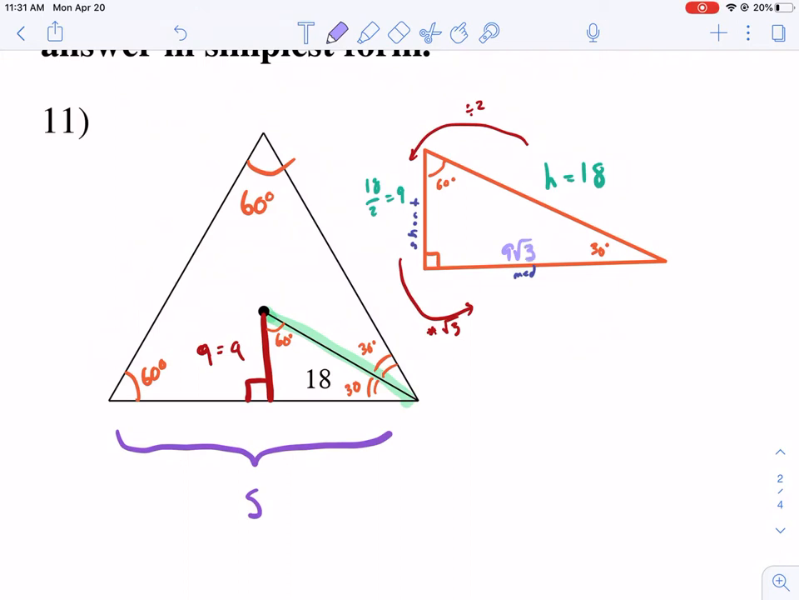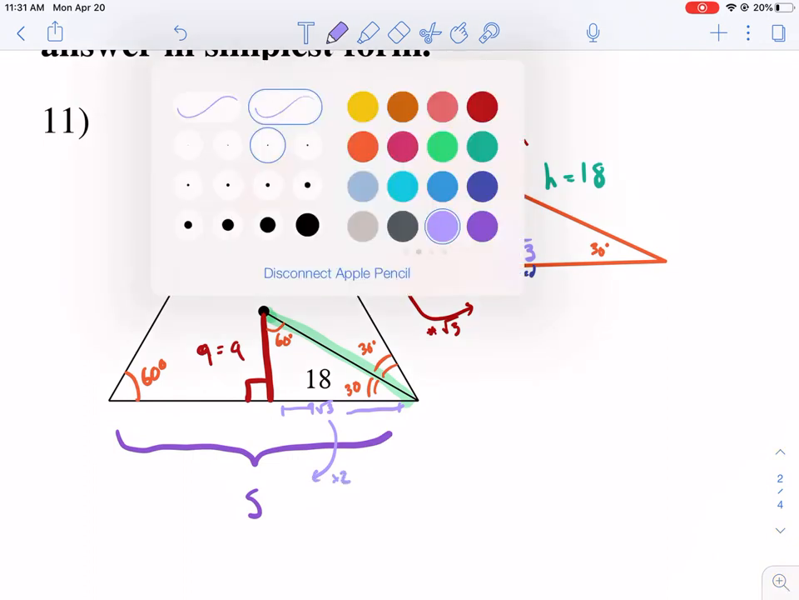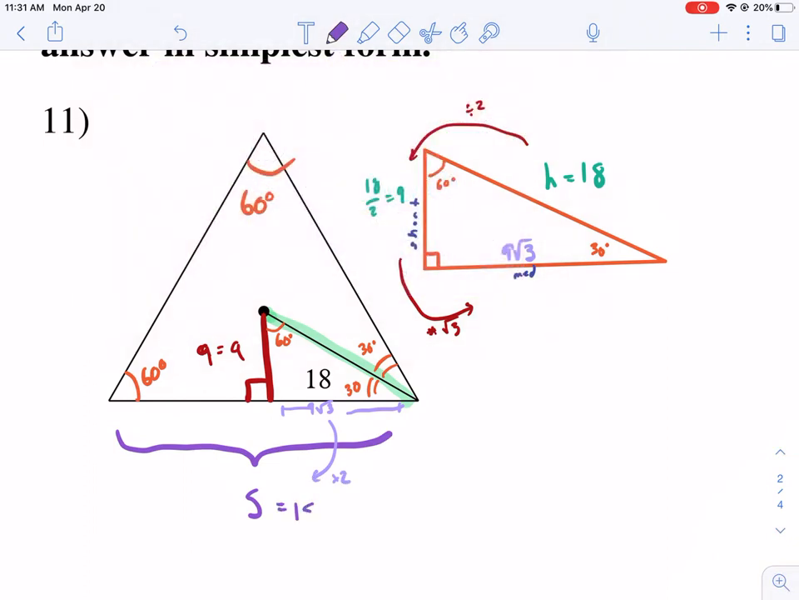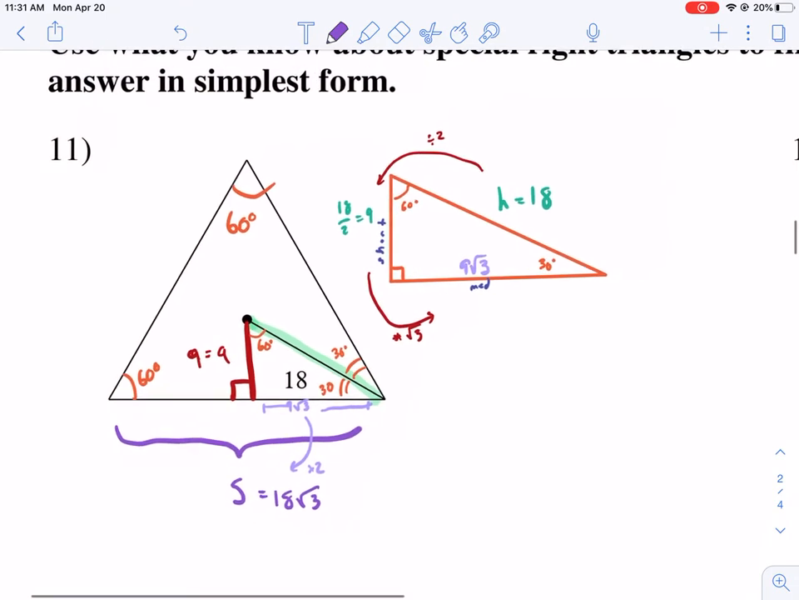Now that's not the whole side though. That's only half of the entire big triangle. It's the whole medium side for the little triangle that we drew inside, but it's only half. So we need to multiply this by 2 to get the whole big side, and that ends up being 18 radical 3.